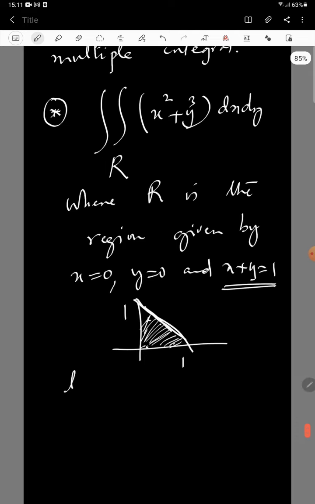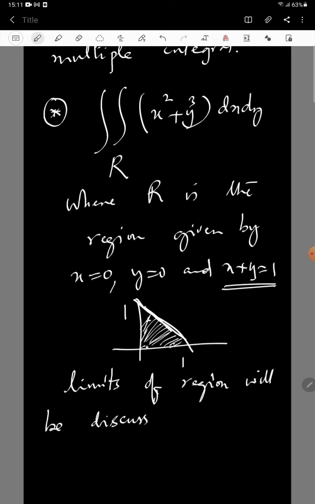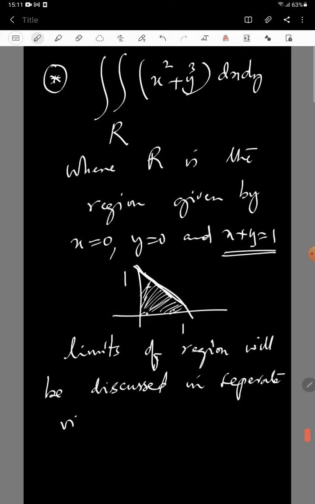I am separately recording another video for deciding the limits of the region. The limits of the region will be discussed in a separate video. I will upload it afterwards.